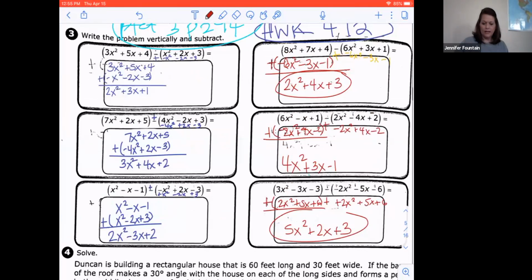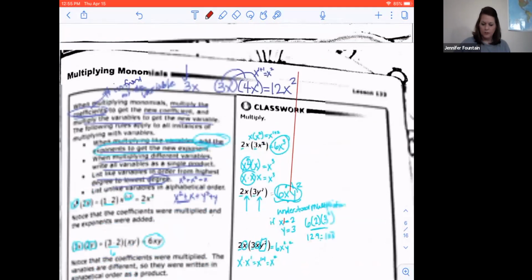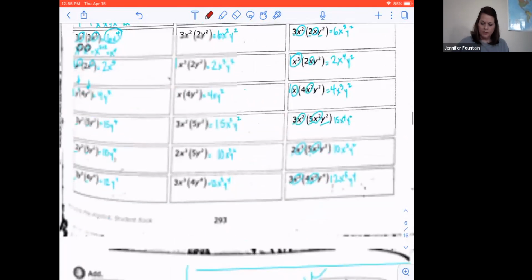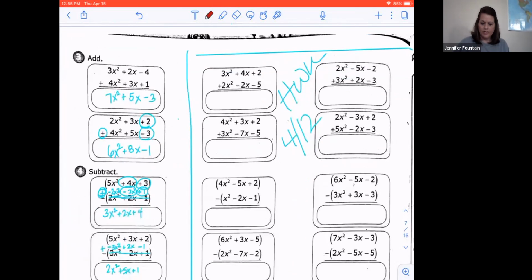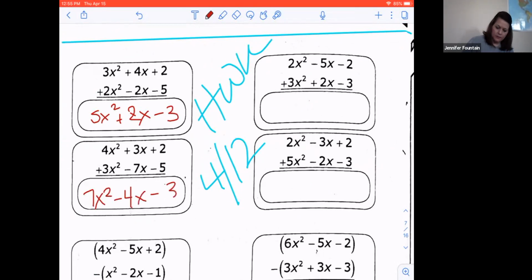All right, and our next page was activities 3, page 294. So page 294. We had 2 addition problems, 2 subtraction problems. So our addition problems, we have 5x squared plus 2x. My pen isn't wanting to write really well. Minus 3. 7x squared minus 4x minus 3.